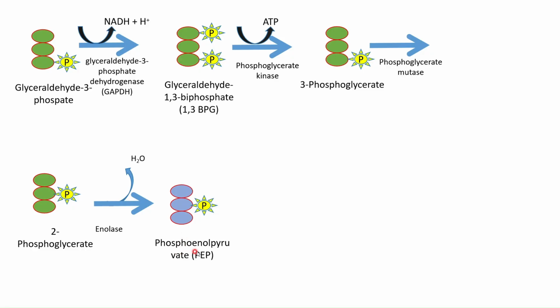And now our molecule is called phosphoenolpyruvate. I changed the color because if I didn't, it would look the same as 2-phosphoglycerate, and I wanted to emphasize that this is now phosphoenolpyruvate. And since I'm not using chemical denominations or chemical bondings, I'm just using graphics, it makes better sense that I just change the color.